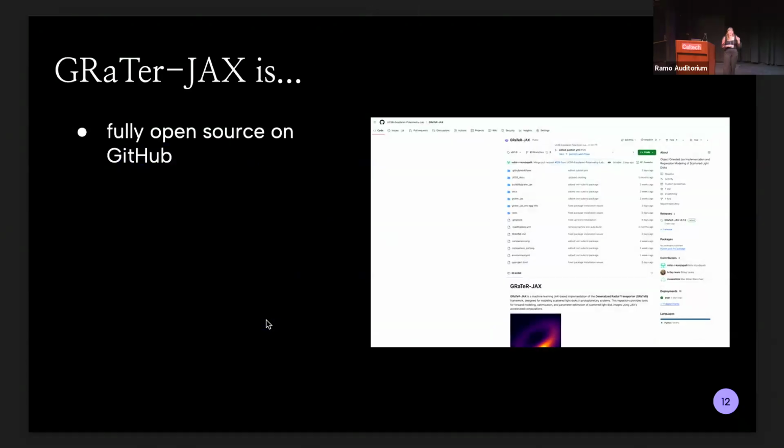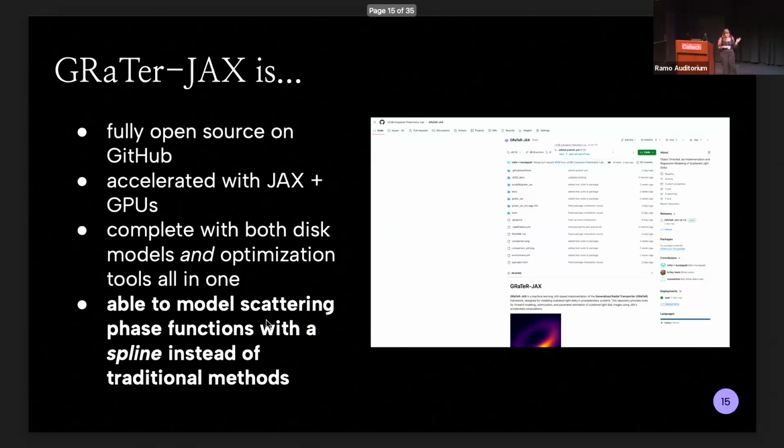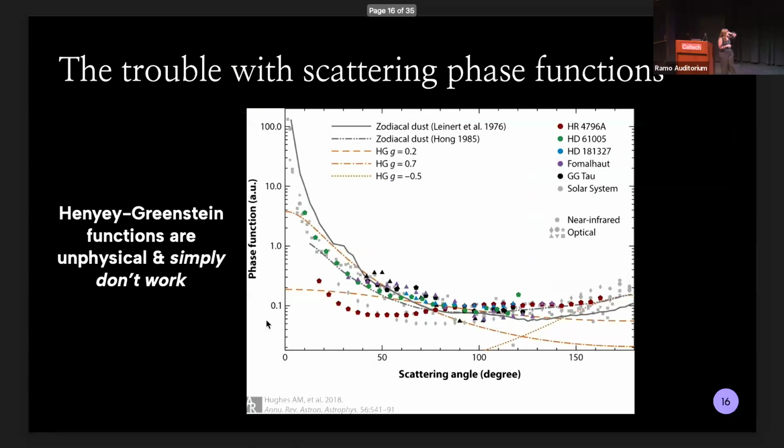And to recap, GRaTeR-JAX is fully open source, so it is available on GitHub. We're really committed to open source software in this group. It's accelerated with JAX and GPUs, so it's very fast. It's complete with both the disk model itself and optimization tools that work nicely with the disk models, all in one. And something that I think is really cool is that it's able to model scattering phase functions as a spline instead of with traditional methods. And I will go into this.